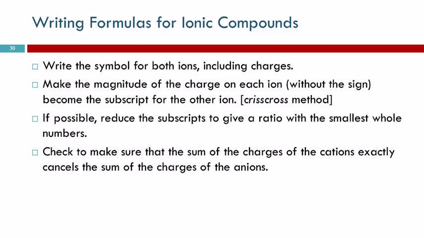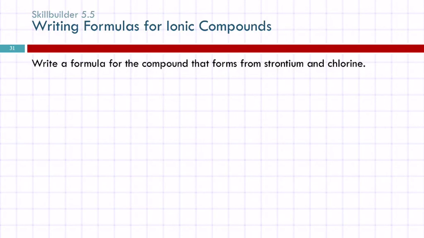This is called the crisscross method. It's not the only way, but it's the one that makes sense to the most students. I'll be telling you another one in lab, but probably not today. And we often refer to this as crisscross. And then you need to look at your subscripts, and sometimes you need to reduce them. So this is a little bit like having a fraction that's 4 to 2. That can be reduced to 2 to 1. Ionic compound formulas are always the lowest ratios. And then you have to double check and make sure that your charges are going to all add up to 0. So let's do some examples.